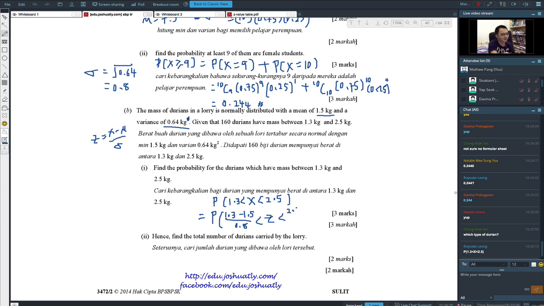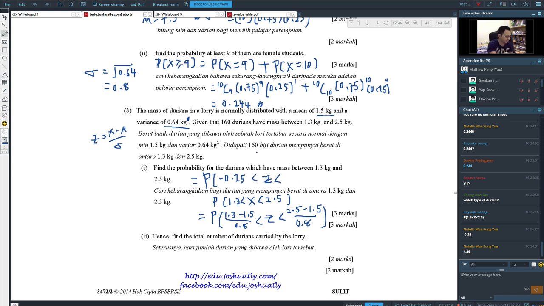Alright, then you will need to solve this one, and you will just need to use the z value table. So I will solve this one first, then I will explain further. You will get negative 0.2 divided by 0.8, so you will get negative 0.25. And for the other z, this will be 1 divided by 0.8, so you will get 1.25.